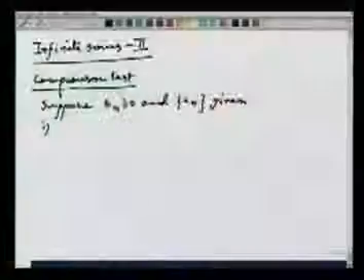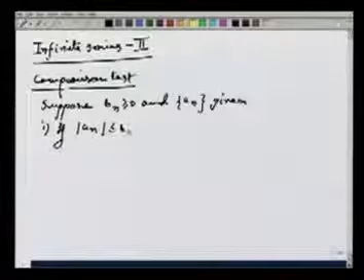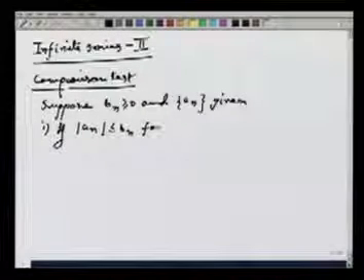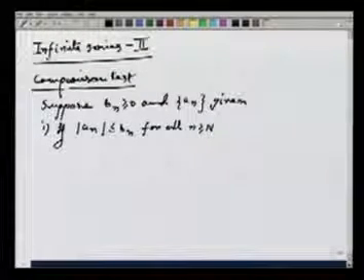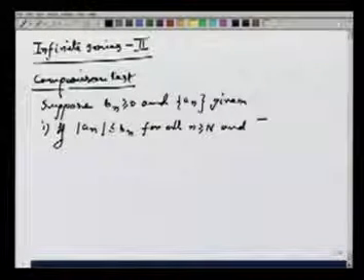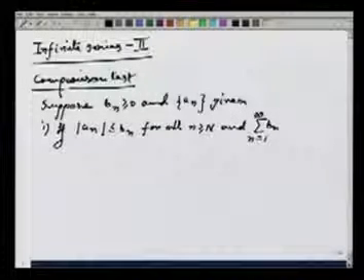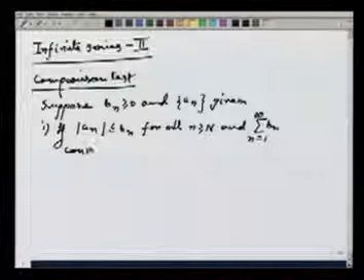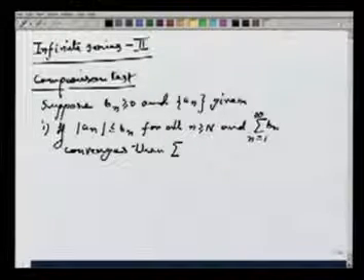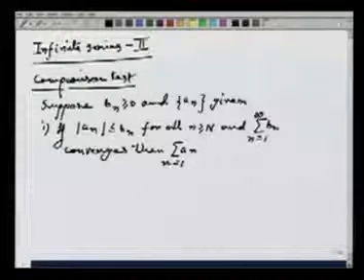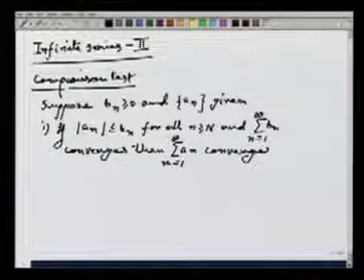Then if mod An is less than or equal to Bn for all n bigger than or equal to some capital N, and summation n from 1 to infinity Bn converges, then summation An n from 1 to infinity also converges. Okay.